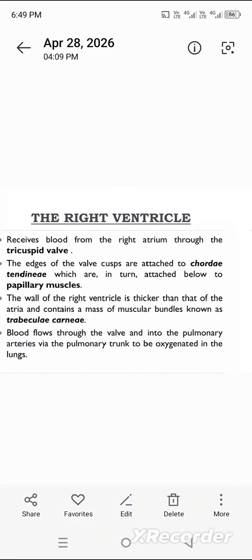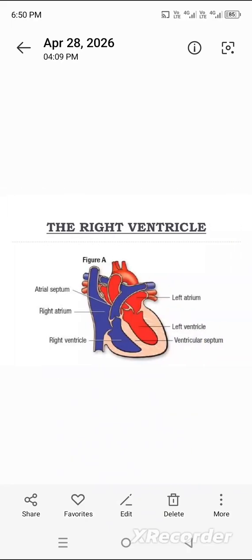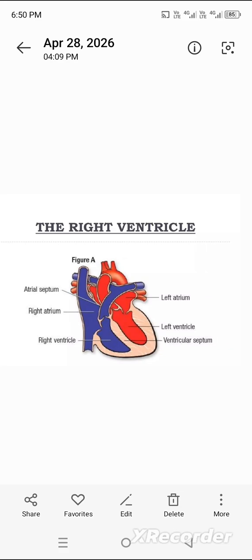Next we can see the right ventricle. The right ventricle receives blood from the right atrium through the tricuspid valve. The edges of the valve cusps are attached to chordae tendineae, and there are papillary muscles also. We can see the papillary muscles here. Blood flows through the valves into the pulmonary arteries via the pulmonary trunk to be oxygenated in the lungs. We can see the image of the right ventricle here.